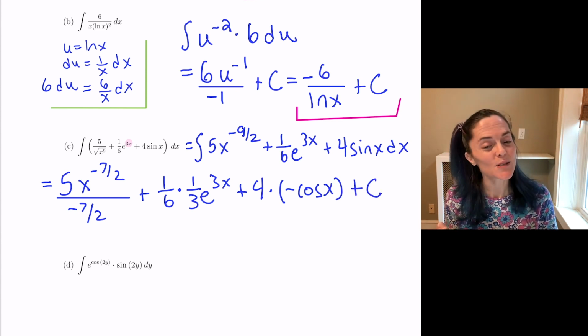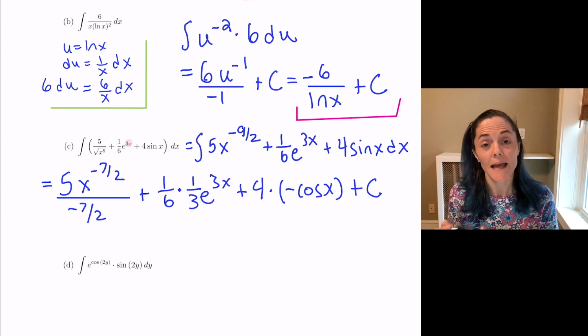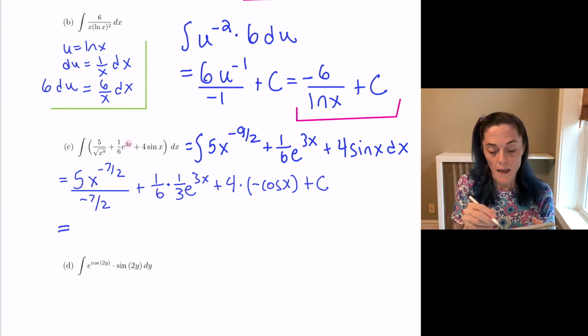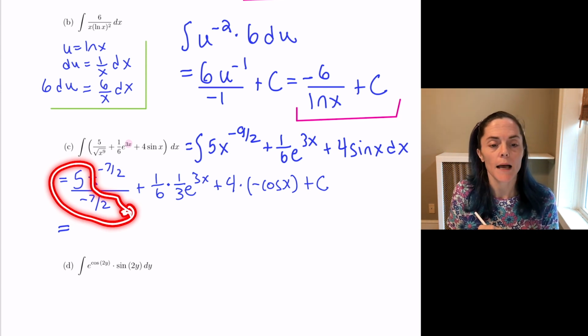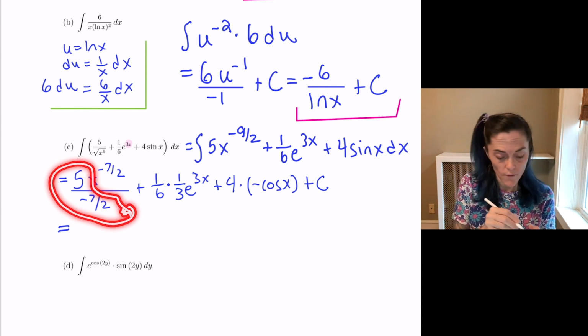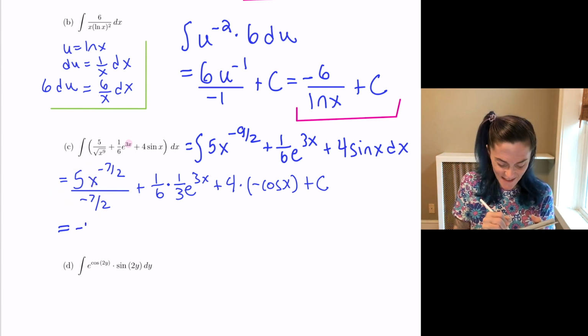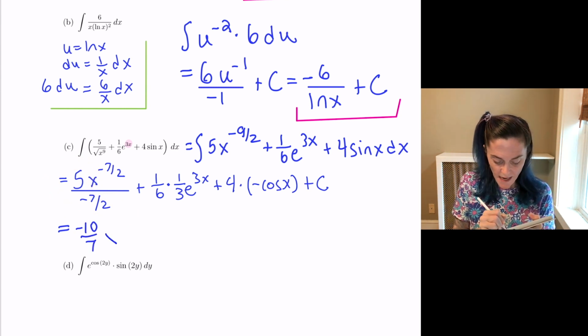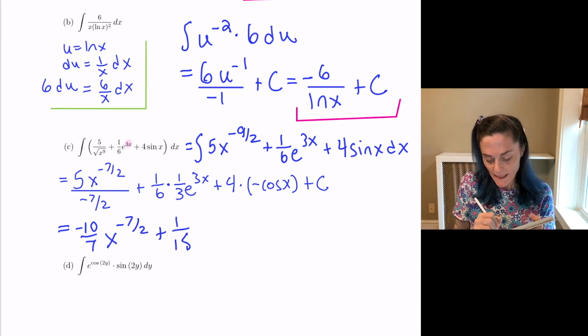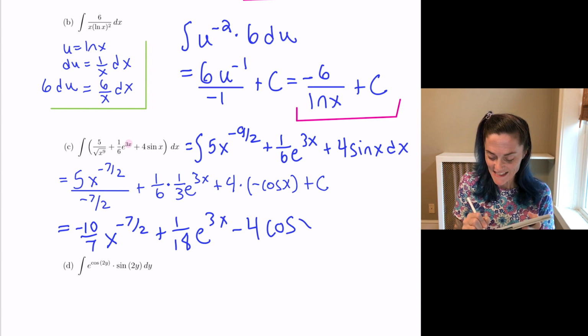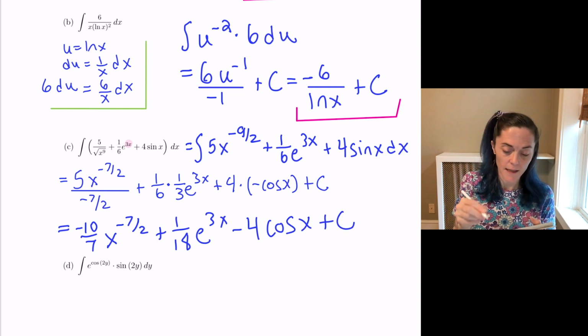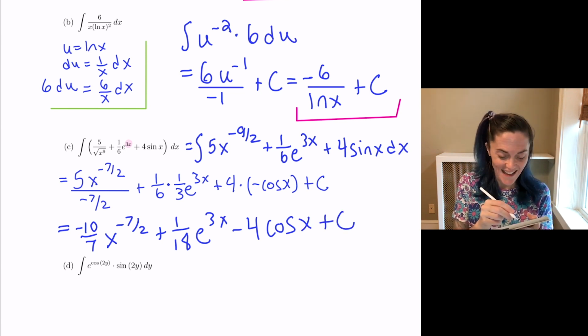Let me make this a little smaller and I'll make my answer look nicer. Okay, first term here, when we invert and multiply, we get negative 10 over 7 as my coefficient. And then x to the minus 7 over 2. This one is a 1 over 18, e to the 3x. And then I have negative 4 cosine x plus c. Here's my final answer to letter C.